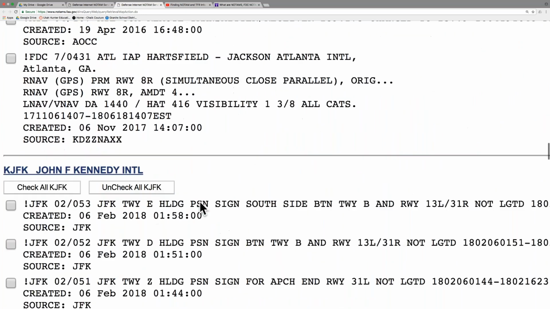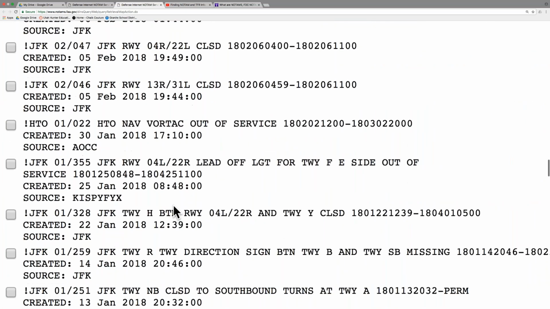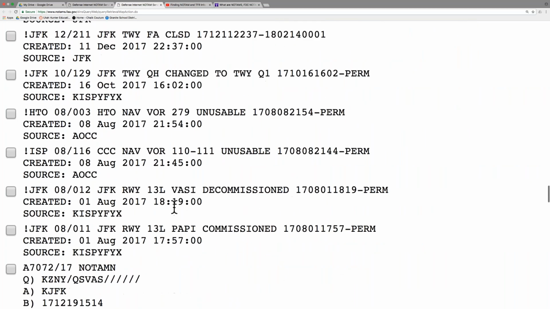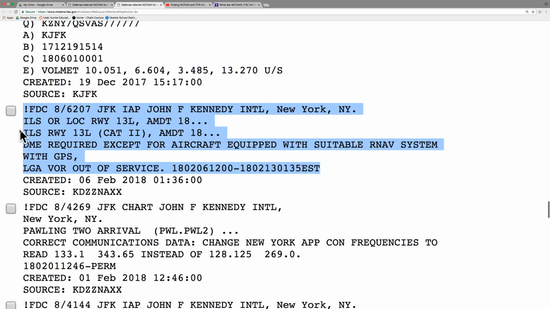Who wants to take a stab at decoding an FDC NOTAM? Don't all speak at once. I can try. I could try. Let's see. Okay. I spy an aeroplane. There you go.